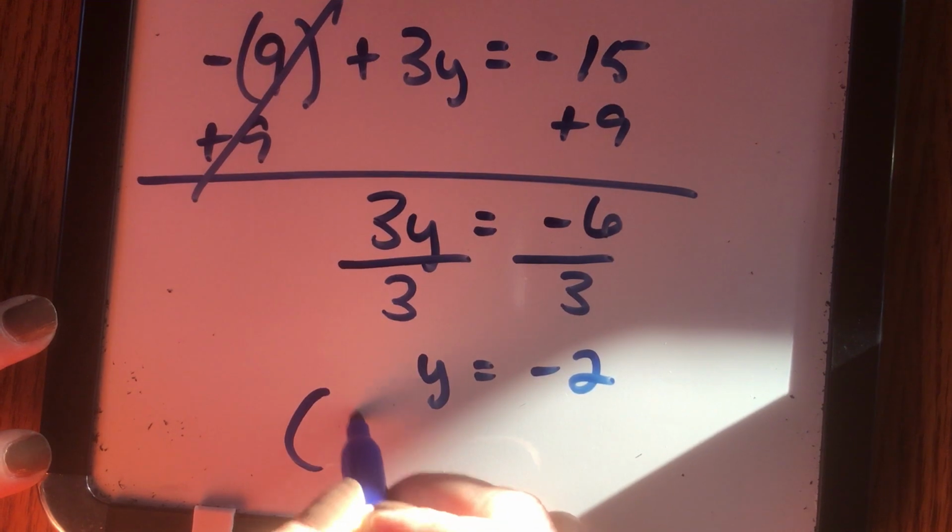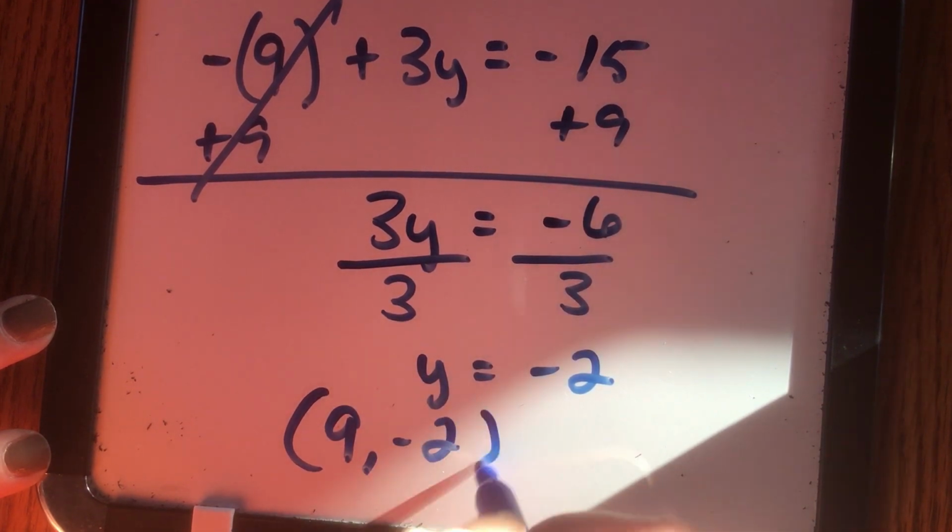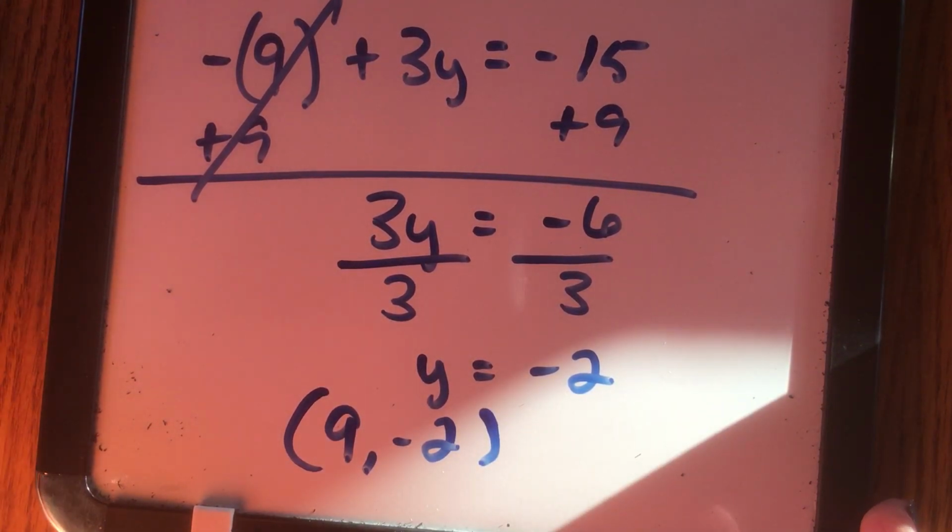So that means my answer is 9, -2. My xy is 9, -2. Okay, so let's do another one like that.